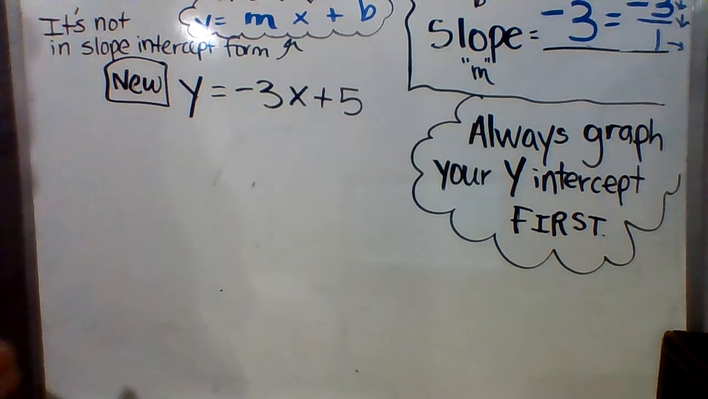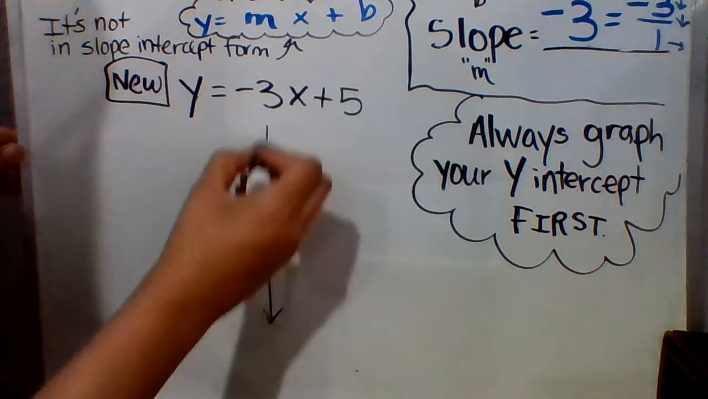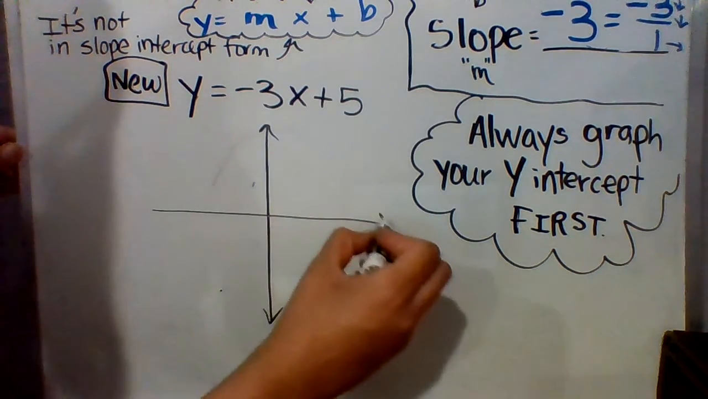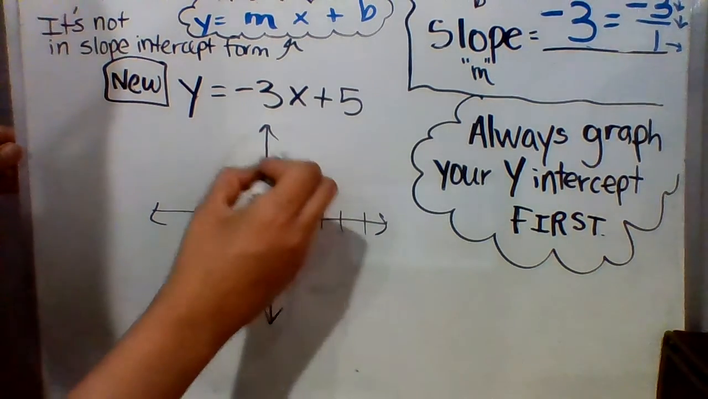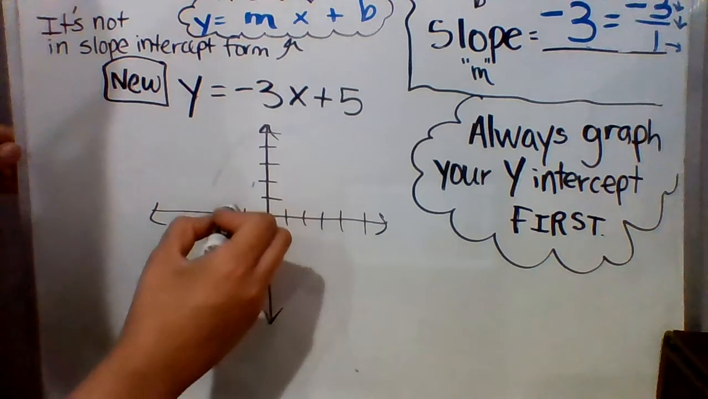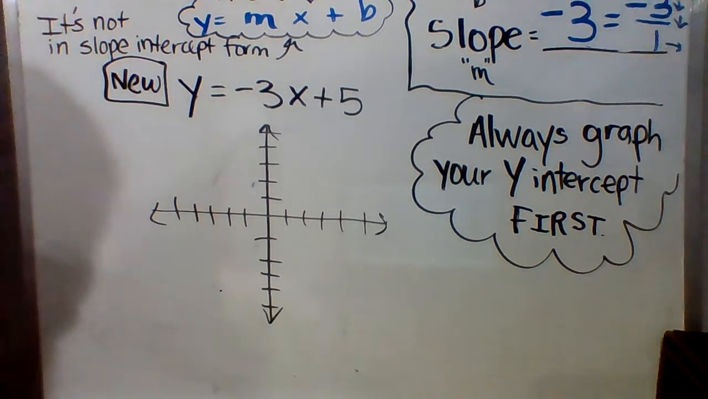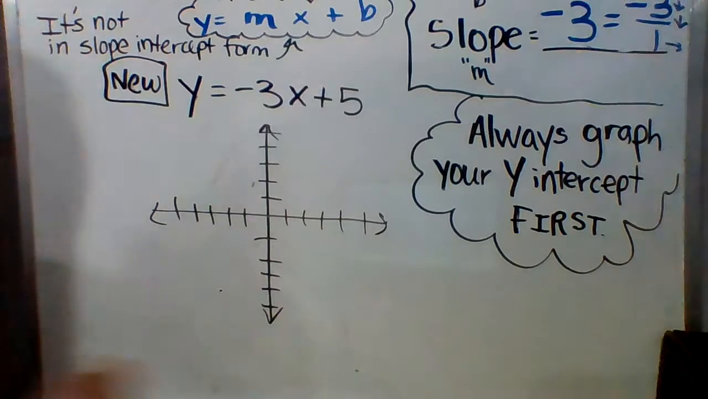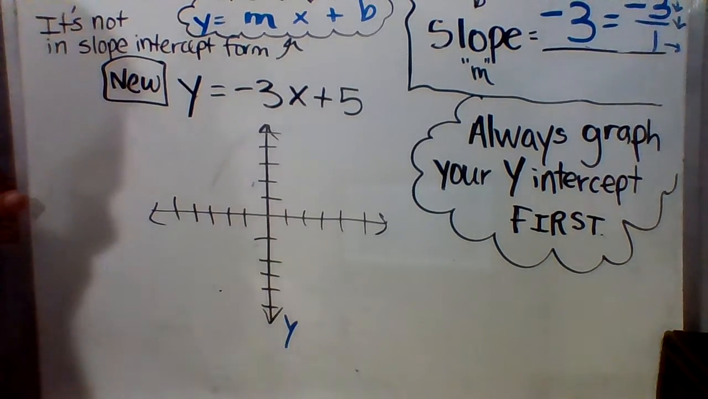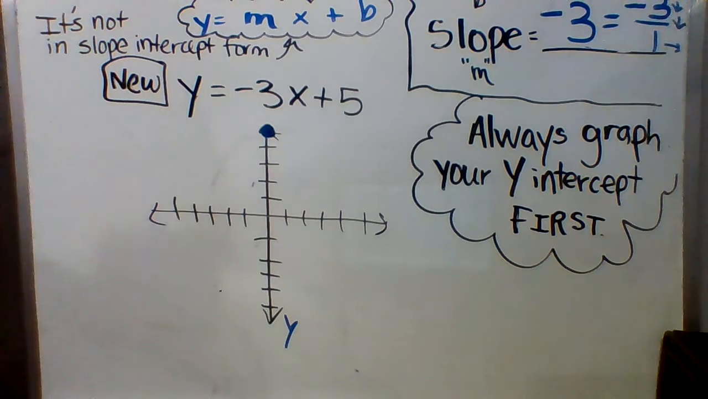Okay. So when I'm graphing this, I'm going to put 5 little lines everywhere. 1, 2, 3, 4, 5. Okay. Not perfect, but it will give us a good idea. So we're always going to graph the y-intercept first. So at positive 5, I'm going to go to my y-axis. I'm going to go up to the positive 5 and make a dot.